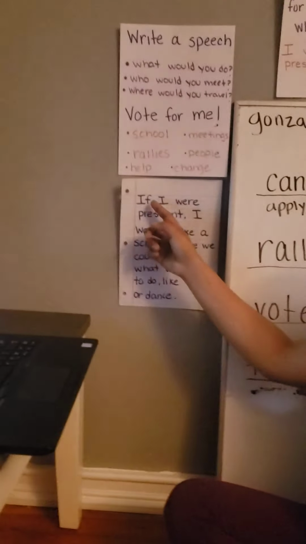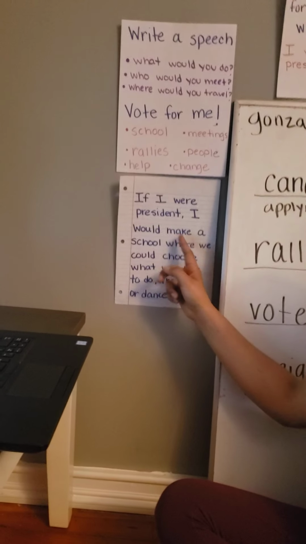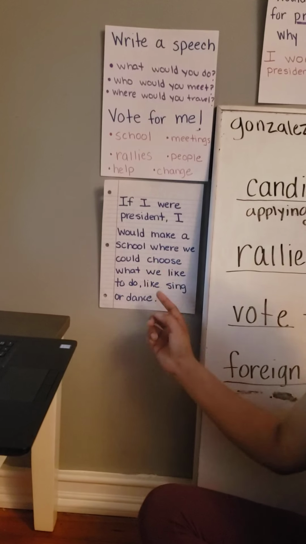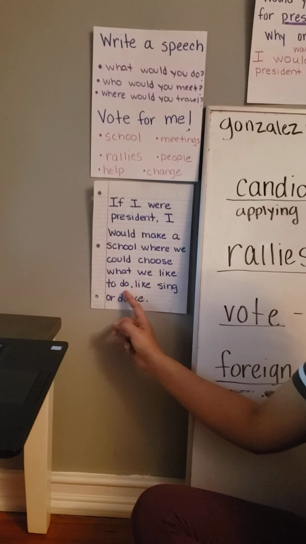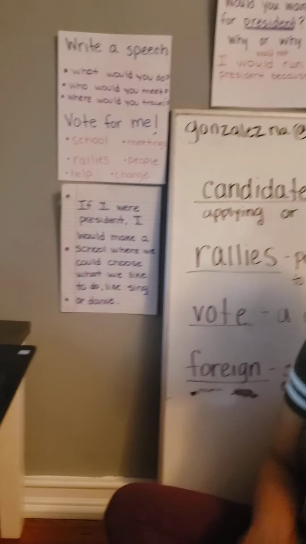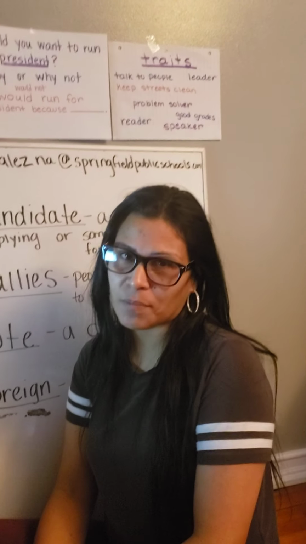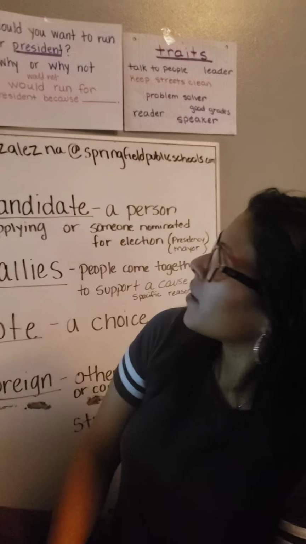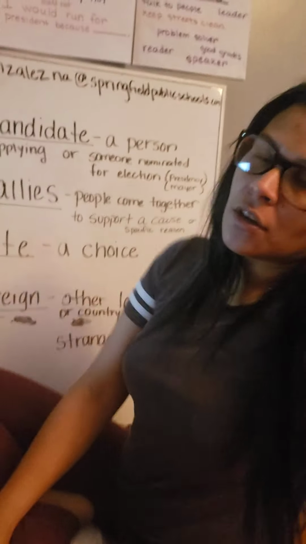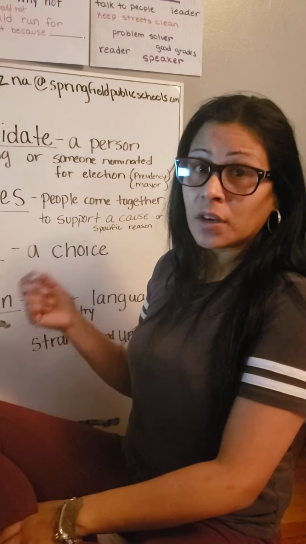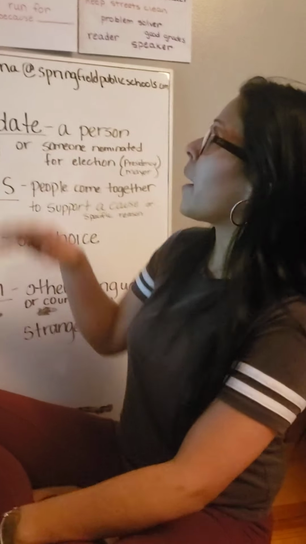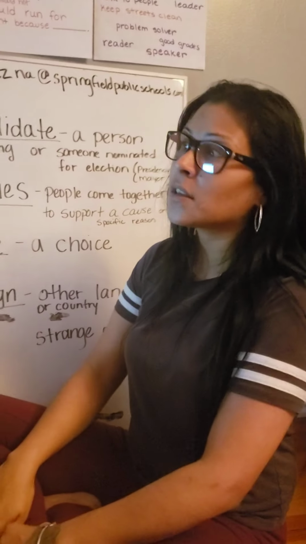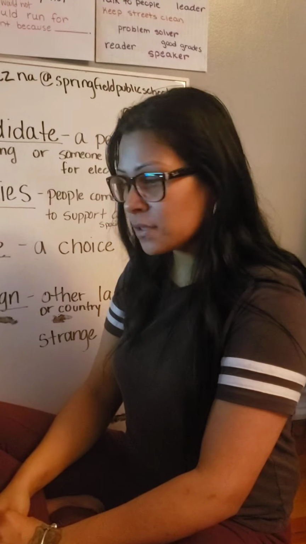So I wrote, if I were president, I would make a school where we could choose what we like to do, like sing or dance. So that would be a change that I would make if I were president. So these are just some ideas. Remember, you can pause this video if you need more time to read certain things that I wrote or copy some sentences.